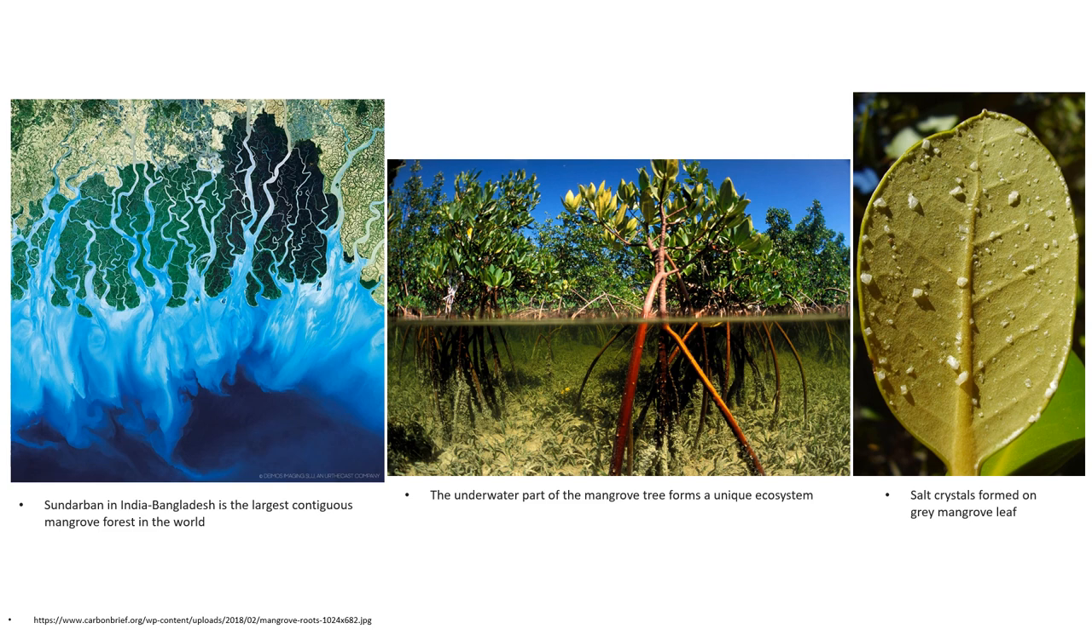The delta regions of the coastal areas of India and Bangladesh are the home of the world's largest contiguous mangrove forest. The second picture is showing above and below the water surface of a forest region. Mangroves survive the hostile salty environment by a waxy secretion on the surface of their leaves, not letting the salt from the saline waters damage them.